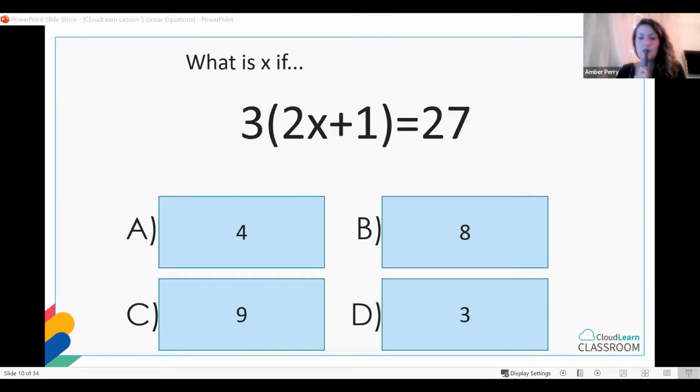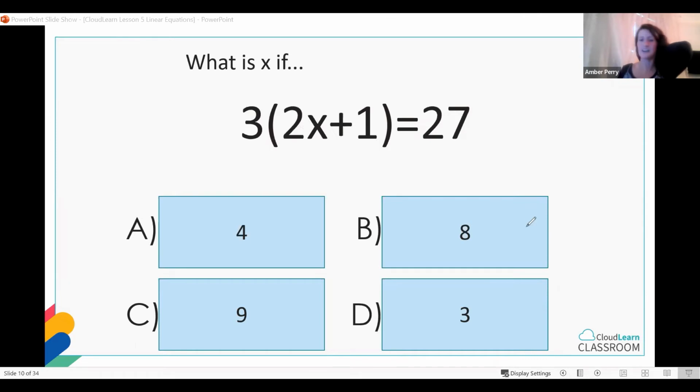A was 4, B was 8, C was 9, and D is 3. So lots to think about in this one. We need to divide by the 3. We need to subtract the 1 and divide by the 2. Brilliant. 7 of you have participated. Again, we have 86% correct, so well done.